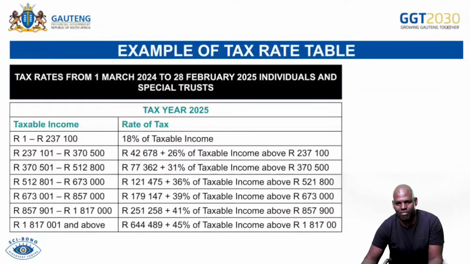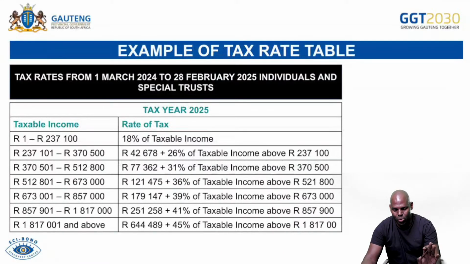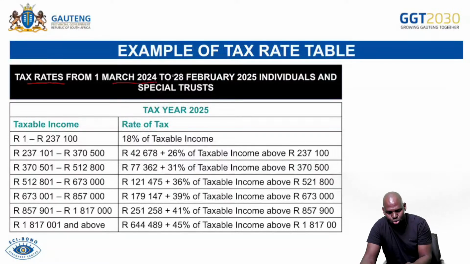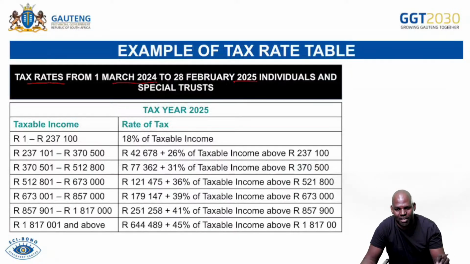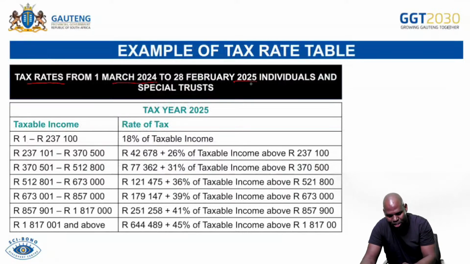Okay, this is the example of a tax table that we spoke about earlier. Every year, SARS has to revise this table. You will see on this table that these are the tax rates from the 1st of March 2024 to the 28th of February 2025. So this is for the current financial year, which started on the 1st of March last year, 2024, up until the 28th of February this year. By the end of this month, this table is going to be revised, but this is what is currently being used.